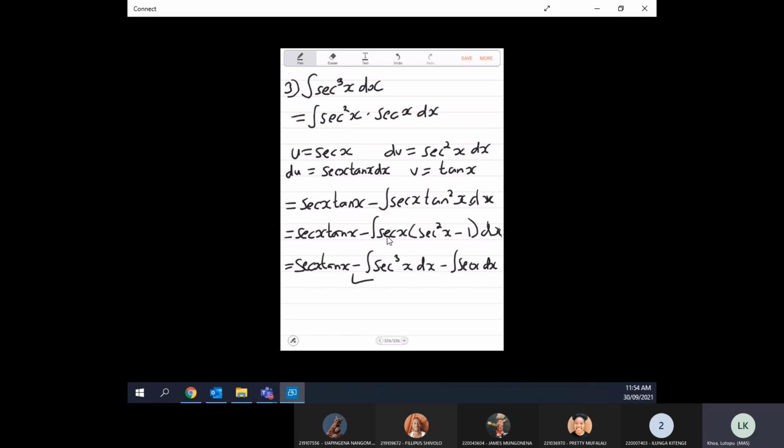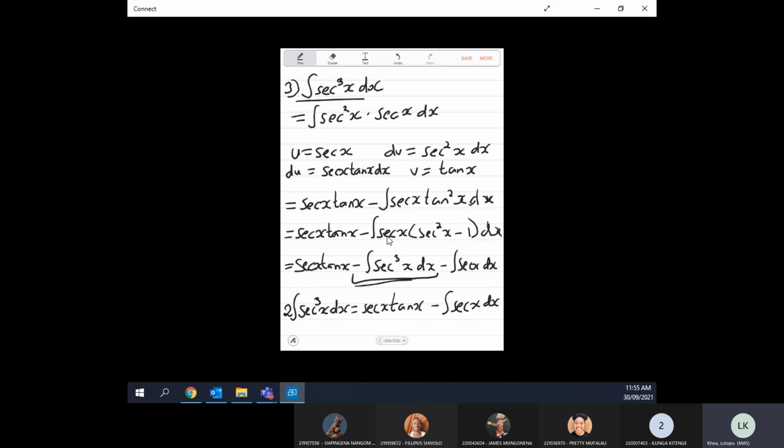So you can see here I have sec cubed of x, and that is what I was trying to integrate. So I have one on the left-hand side and another one on the right-hand side. So I can take this one here to the other side. Then I will have 2 times the integral of sec cubed x dx. This is equal to sec x tan x minus the integral of sec x dx.